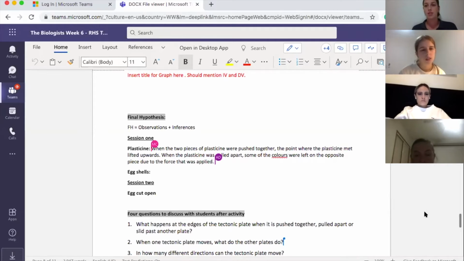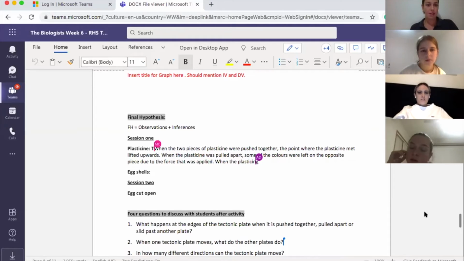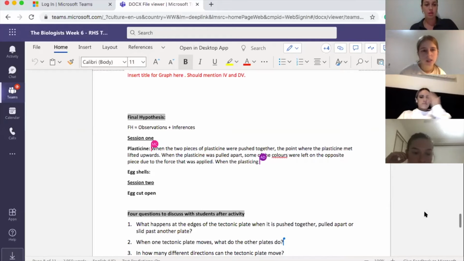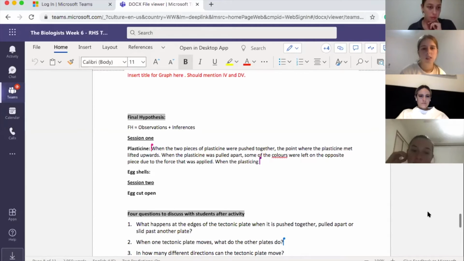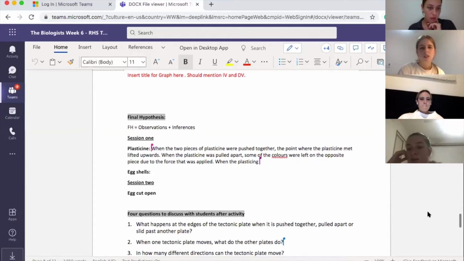Am I writing this right? Yeah, you are. Should we say how it changed the shape of it as well? I don't know if that's what you're going to say or not. Oh, I mean, you wrote that it lifted upwards, but should we put that when it was pulled apart, the pieces remained lifted? Oh yeah, because they sort of did, didn't they?